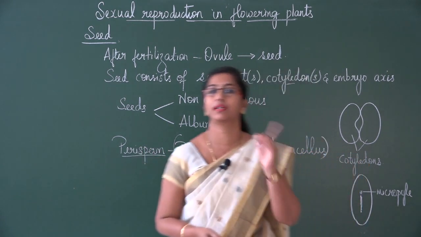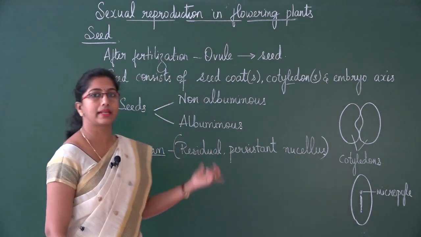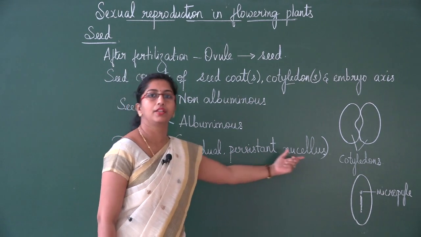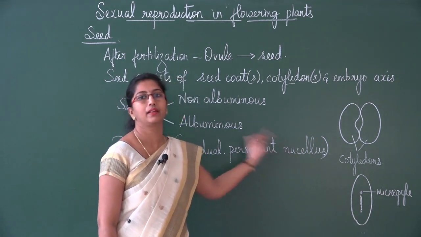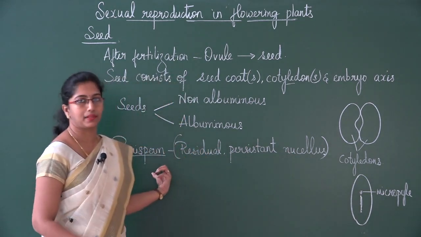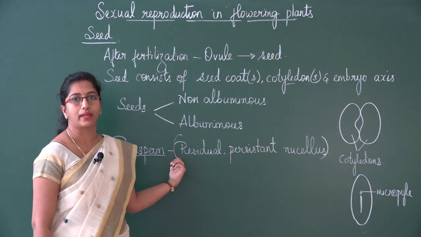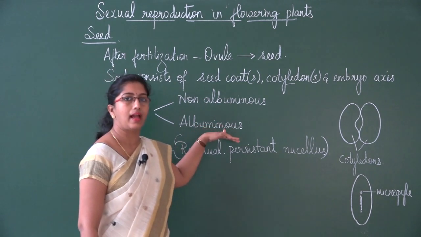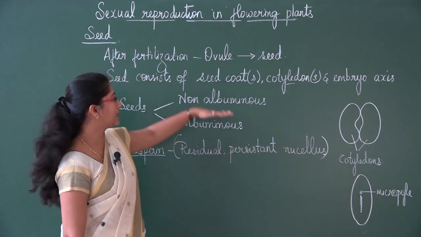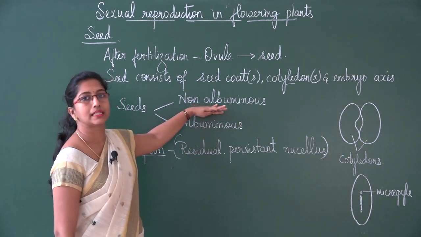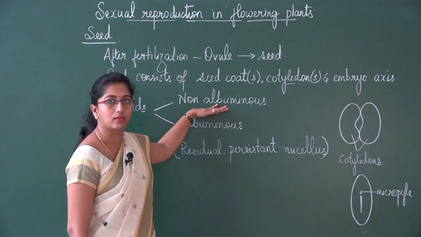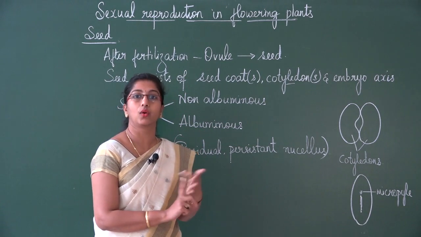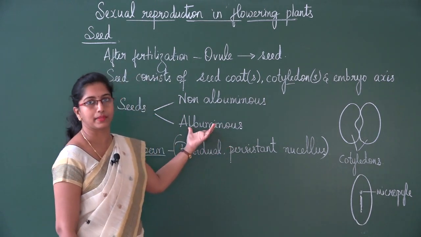So this can be a 1-mark question. What is perisperm? We say the residual persistent nucellus in the seed we call perisperm. This can be a 1-mark question. Even this also, non-albuminous seeds and albuminous seeds. Examples for non-albuminous seeds are pea and groundnut; albuminous seeds are castor, wheat, coconut. All these become albuminous seeds.